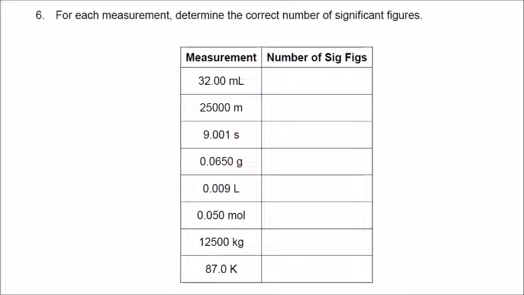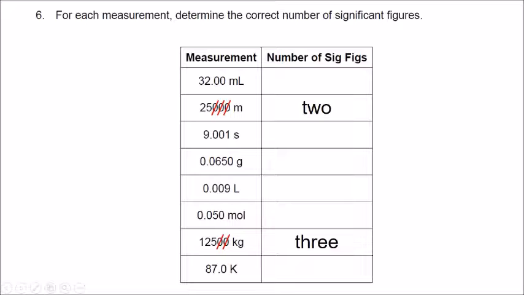So as far as the Atlantic rule, where a decimal is absent, our second entry in the table says 25,000 meters. Since a decimal is absent, we start on the Atlantic Ocean side of the number, skipping over the zeros, and because all we have is the 2 and the 5, that measurement has 2 sig figs. The only other measurement in which a decimal is absent is 12,500 kilograms. Again, starting from the Atlantic Ocean side of the number, the right side, and skipping over those trailing zeros, we have 3 significant figures.